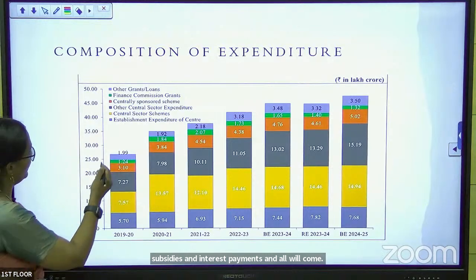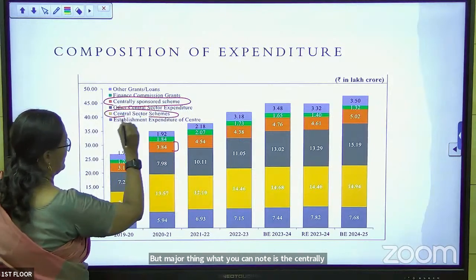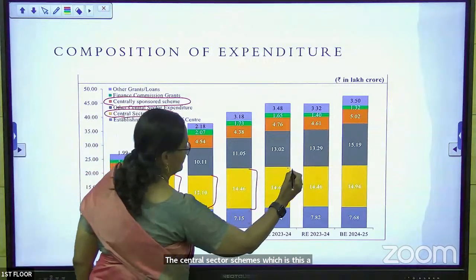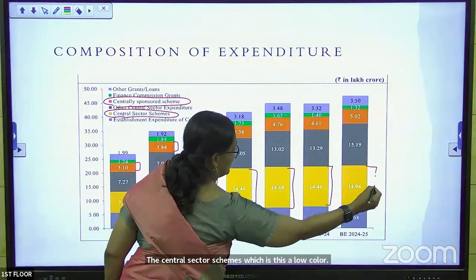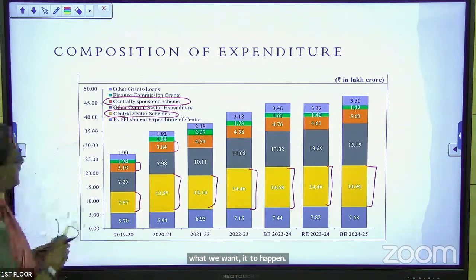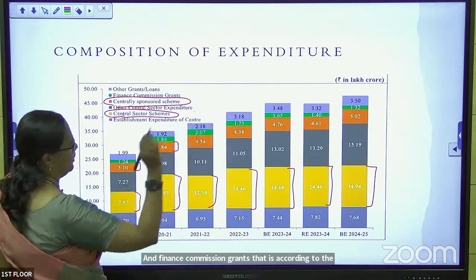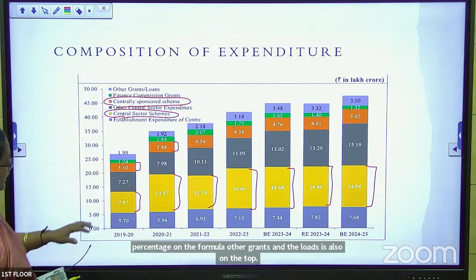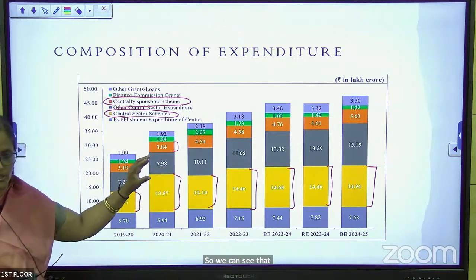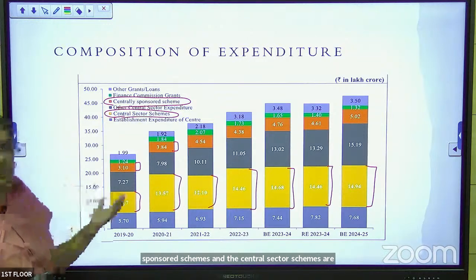But the major thing you can notice, the centrally sponsored schemes, which is this orange colored, and the central sector schemes, which is this yellow colored, are good in number or in magnitude, which is what we want to happen. And finance commission grants, that is according to the percentage and the formula. Other grants and the loans is also on the top. So we can see that to a certain extent, the centrally sponsored schemes and the central sector schemes are good in volume, which is encouraging because that's what they want to say, that the government is going on increasing the capital expenditure.